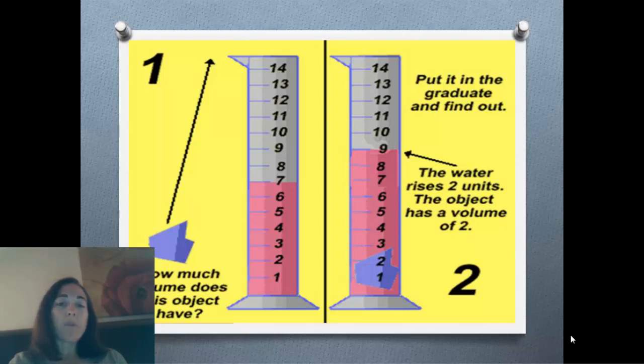When you drop the purple rock in, the volume goes up to 9 milliliters. If we subtract those two, we find out that the volume of the rock is 2 milliliters. That's called volume displacement. Kind of like when you sit down in a bathtub, the level of the water rises. It's Archimedes' principle.